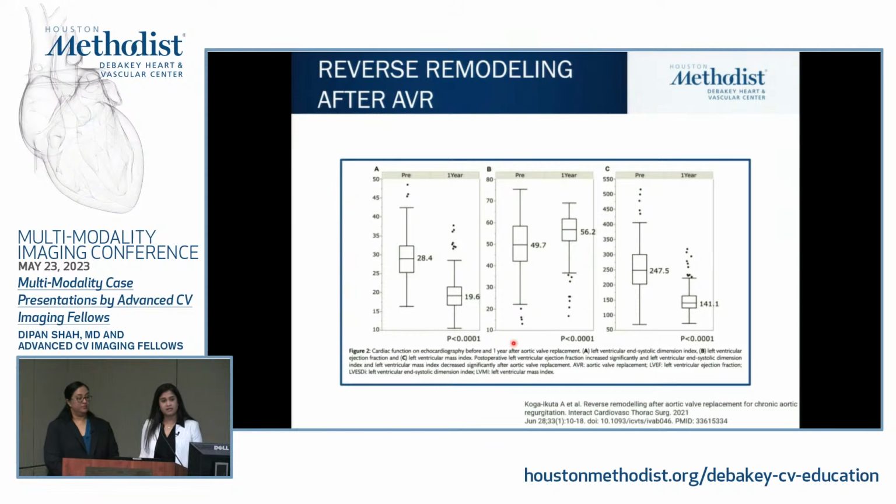Cardiac function was assessed with echocardiogram on these patients before and 1 year after the aortic valve replacement. This is a surgical aortic valve replacement. Post-operative left ventricular ejection fraction increased significantly, and left ventricular end systolic dimension index and left ventricular mass decreased significantly after the aortic valve replacement.